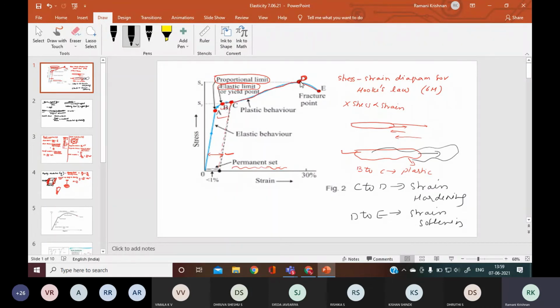In the curve, you should draw one peak also, because from here to here it is strain hardening: the particle will become hard. And from here to here the particle will become soft, so strain softening. The peak point in the plastic region is called the ultimate strength. After this the particle is going to break. This fracture point is also called the breaking stress, the stress required to break the material.